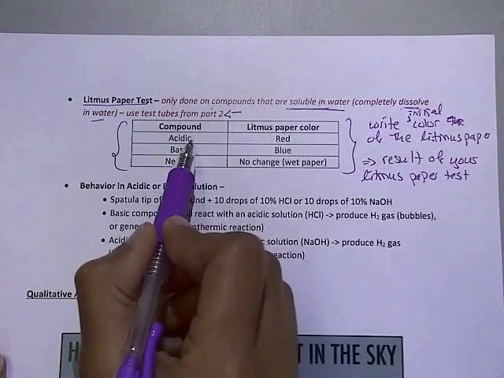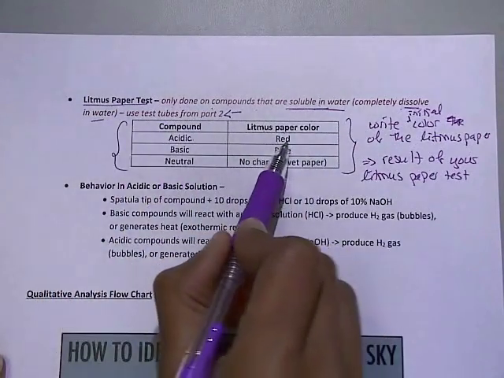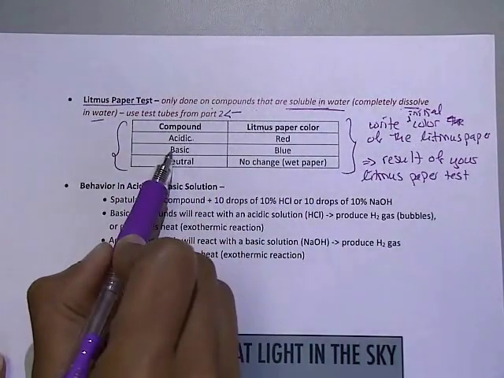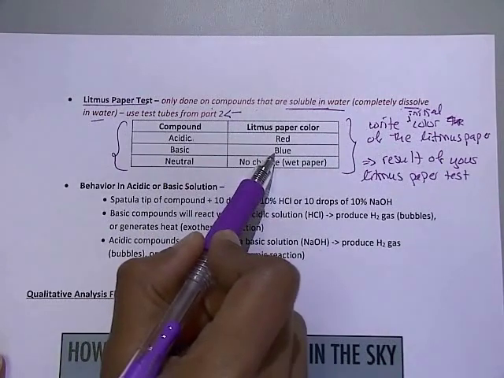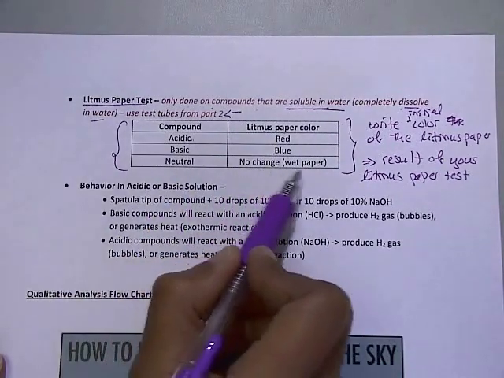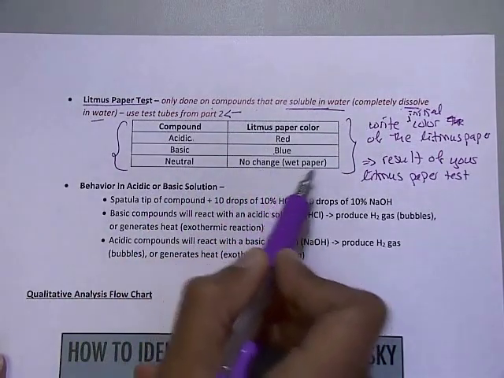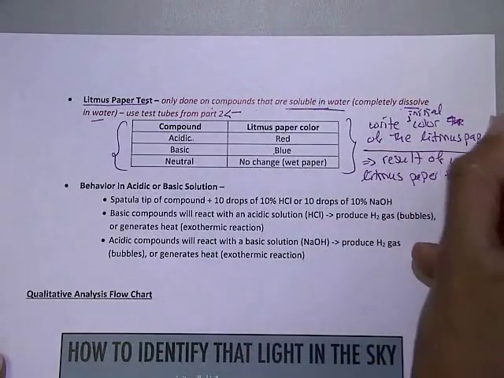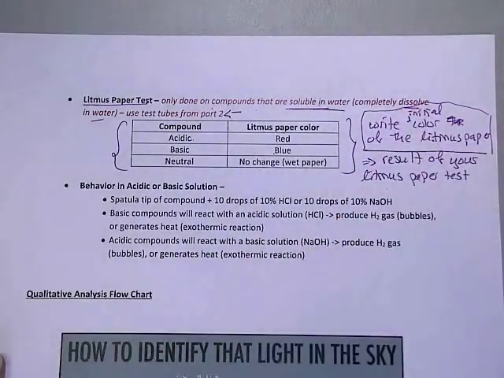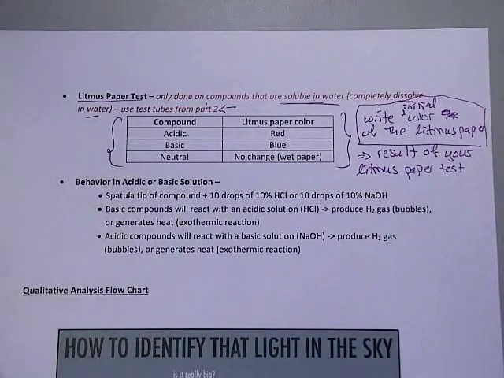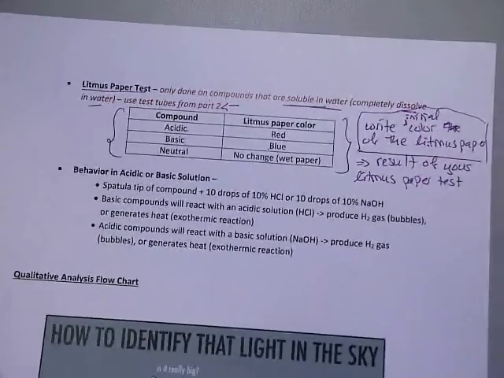For acidic compounds, it should turn your litmus paper red, or some shade of red. For basic compounds, it will turn your litmus paper some shade of blue. And neutral compounds are just going to look like wet paper. That's why it's really important to make that initial observation of the litmus paper, so you're not deceived into thinking that it's acidic or basic.